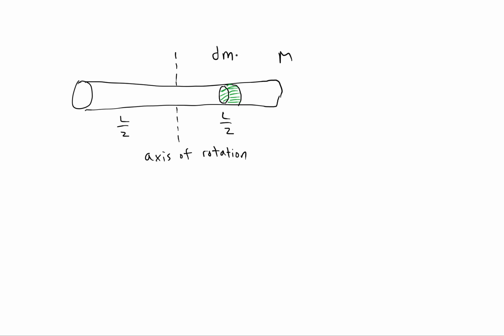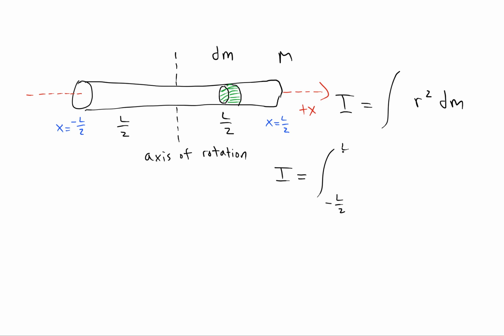It's going to have a mass of dm, and we just want to do the same thing as before. We'll say that the total moment of inertia will be an integral of r squared dm. Let's give it limits now. We could set up an x-axis, but this time we'll be integrating from x of negative L over 2 to x of L over 2. So let's put those in as our limits. But remember, these are x values.